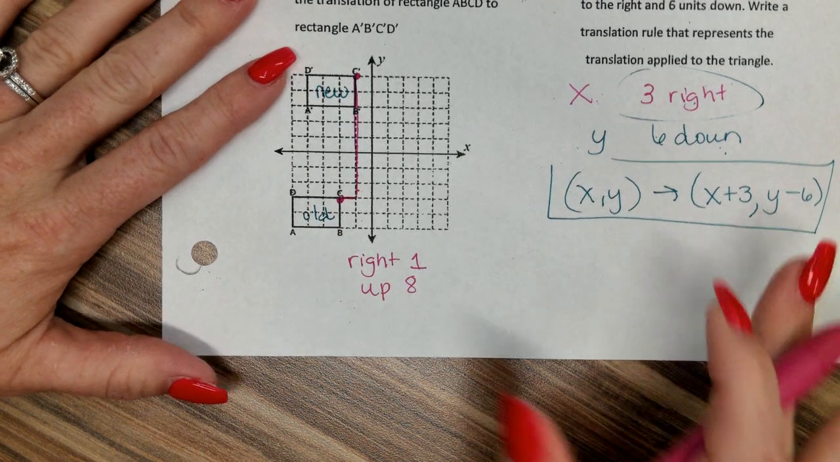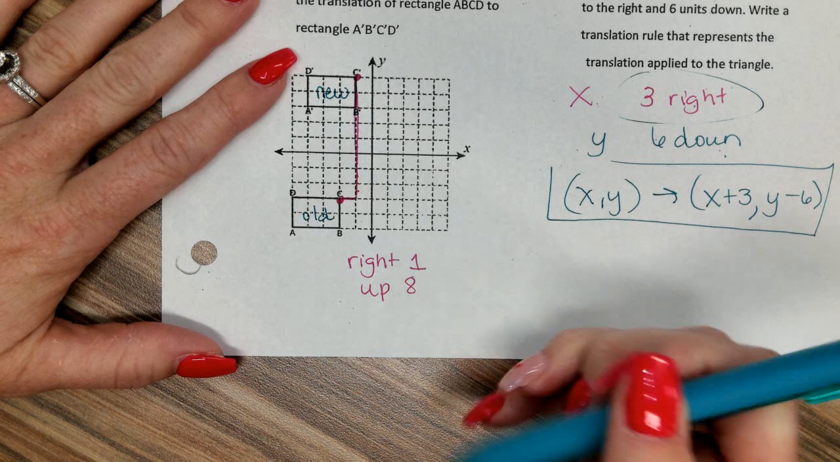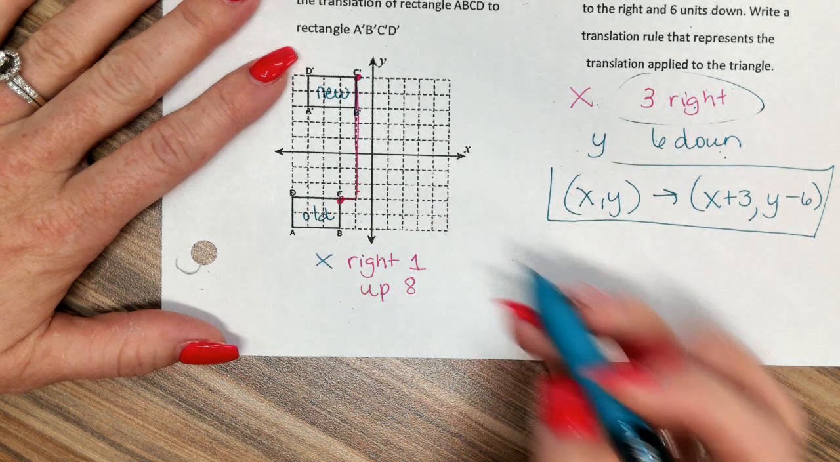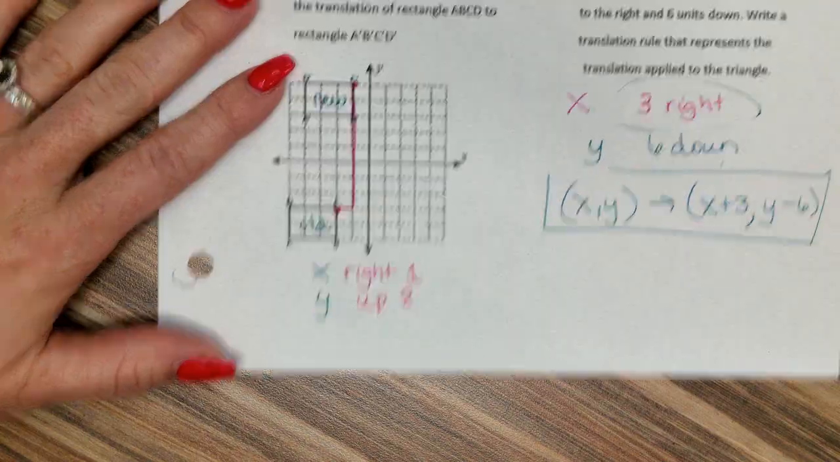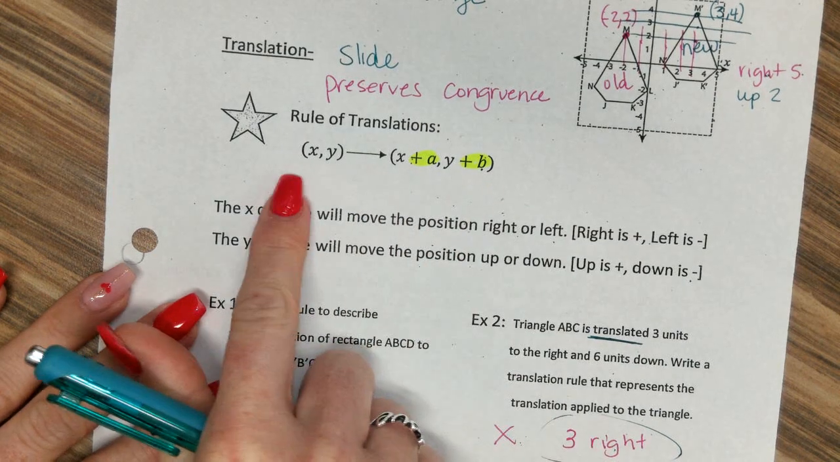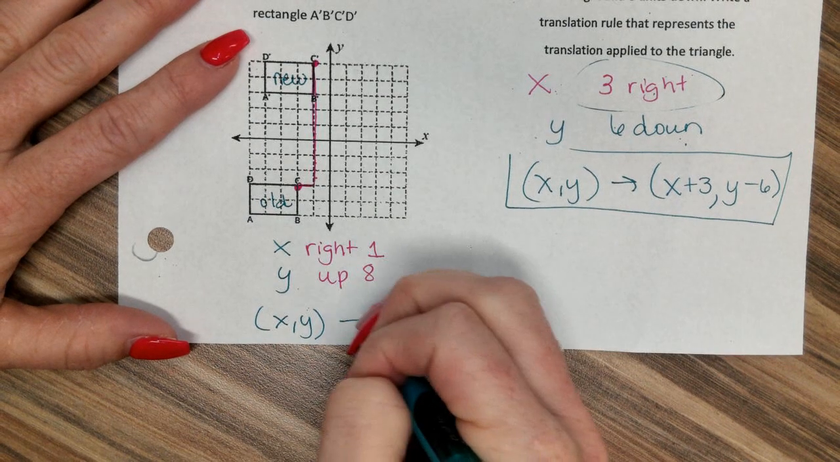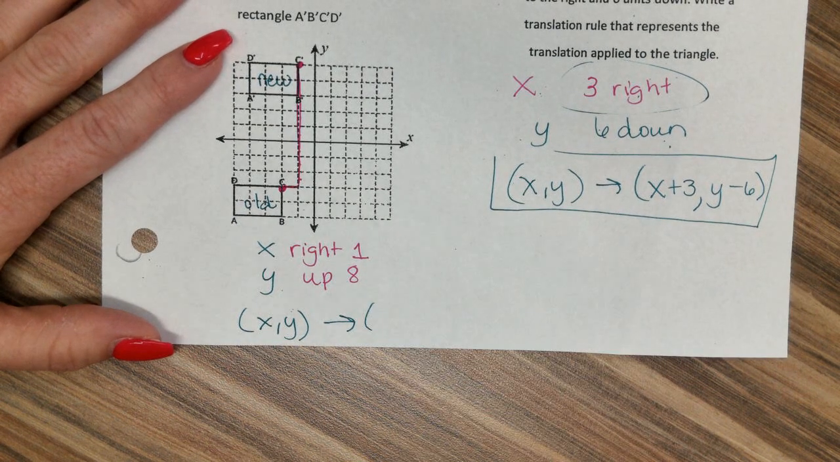Now stop real quick and write which one of these belongs to the X and which one belongs to the Y. So which axis moves right and left? Which axis? X. Okay. Which axis moves up and down? The Y. And now I'm just going to write my rule looking like this. So I say, take your X and your Y, put your arrow, because that's what the rule says. I don't see everybody writing.